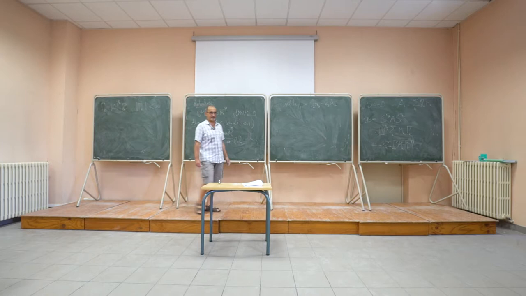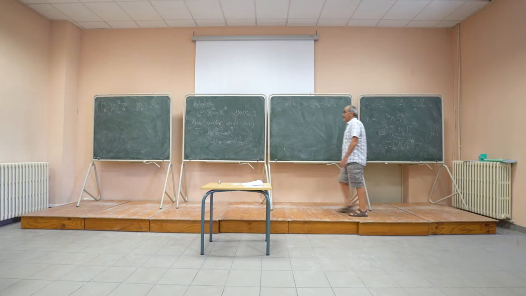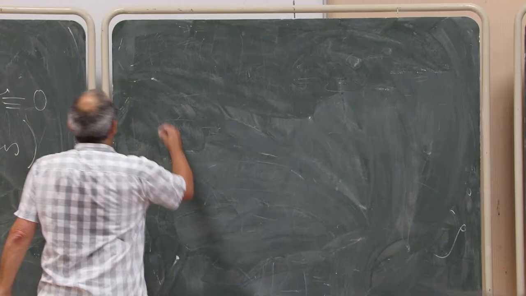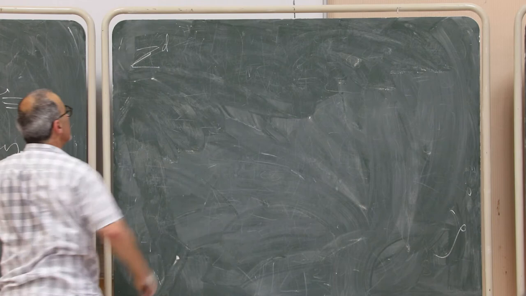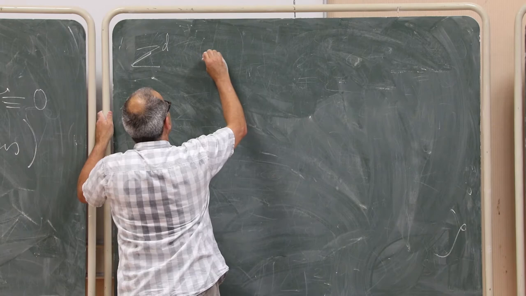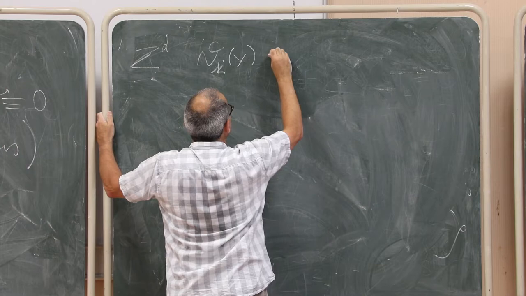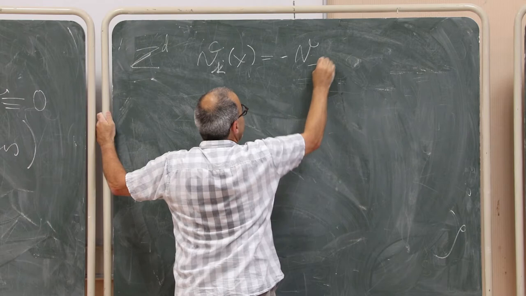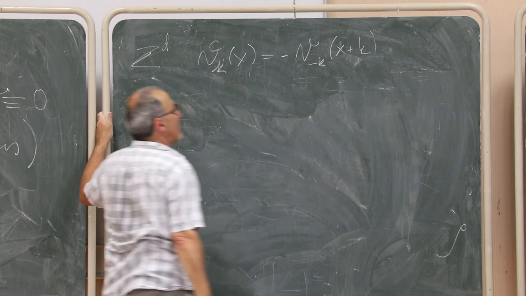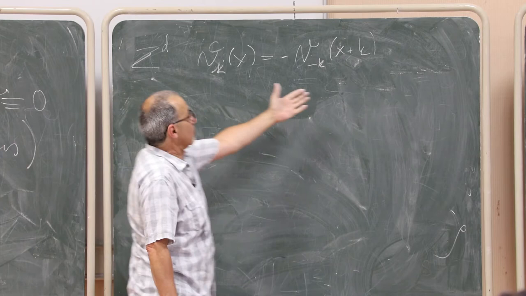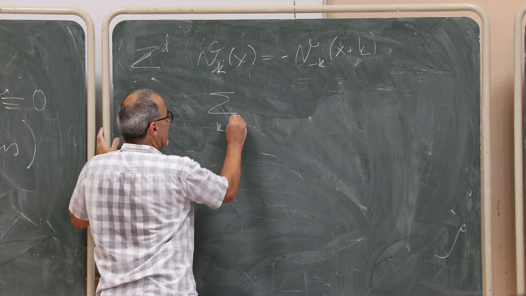In two dimensions, it's easier to understand. But there is something similar true on the lattice, on Z^d. Let V be a vector field, that means V_k(x) is such that V_k(x) equals minus V_k(x plus k). This means that we have a flow on the lattice, and this corresponds to a vector field. Let it be divergence free: the sum over k of V_k(x) is identically zero for all x.